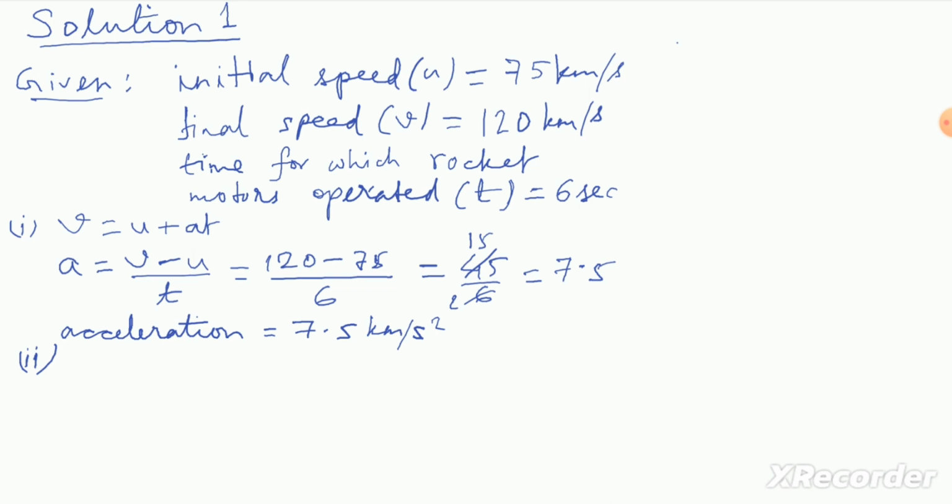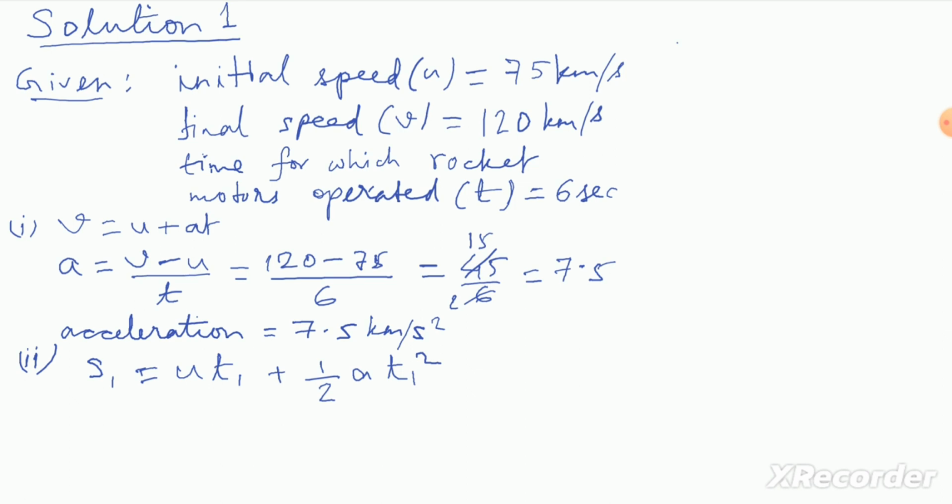s equals ut plus half at square. Let us consider that, and in that case the time will be taken as 6 seconds. So let us take s1 equals u t1 plus half a t1 square. Why are we considering t1 here? Because let us split the time into two parts. First the initial 6 seconds when the rocket was accelerating, and then the final 4 seconds when the rocket was not accelerating but just moving with a constant velocity.